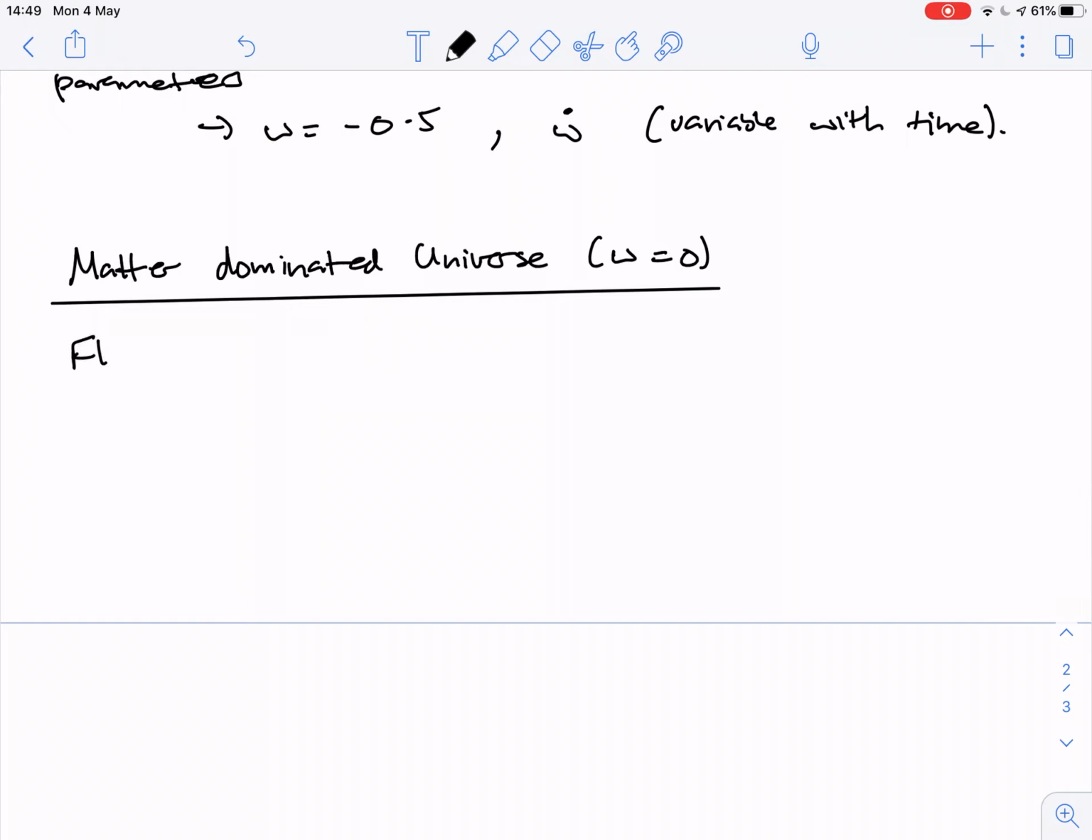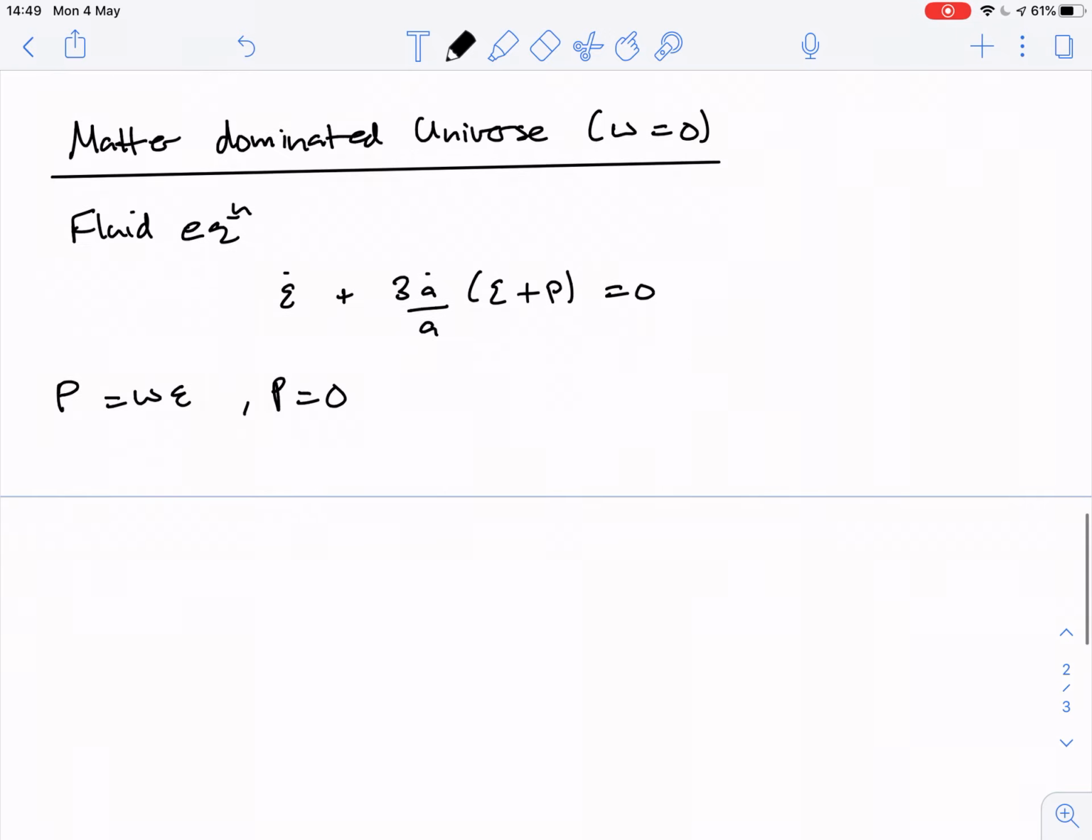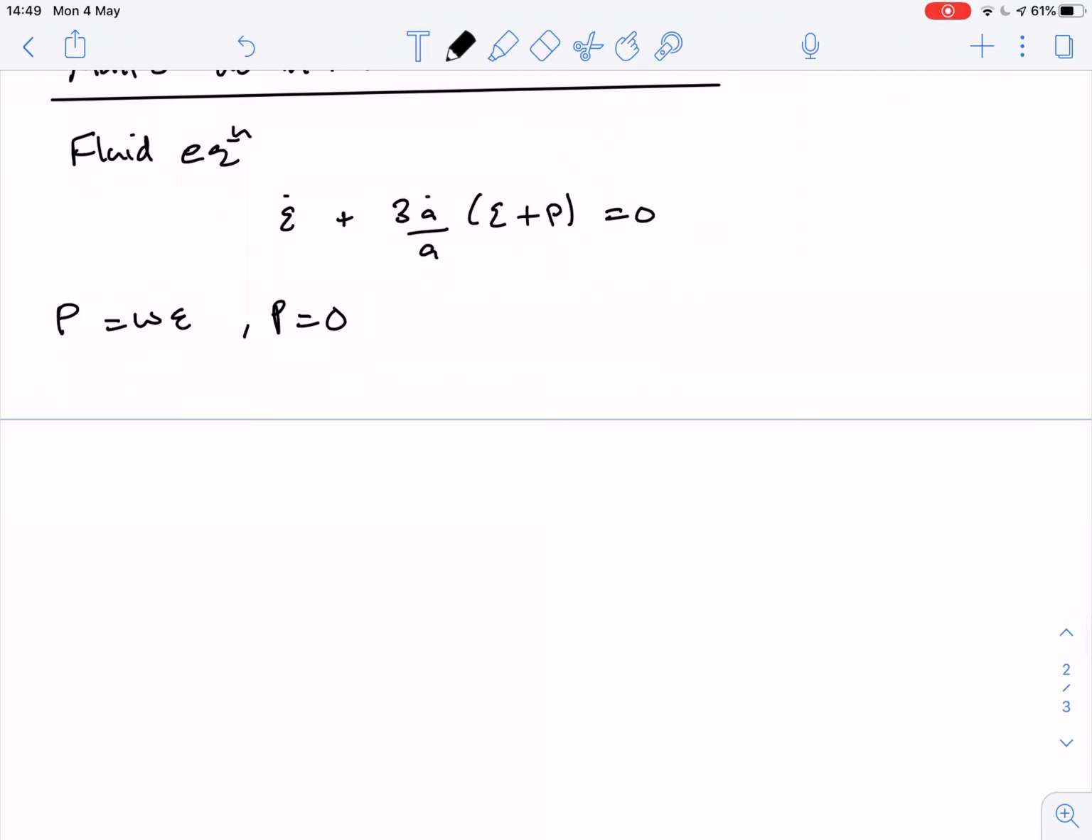The fluid equation, ε dot plus 3 a dot over a times (ε plus P) equals 0. But the equation of state parameter P equals wε, so P in this case is 0. There's no pressure from this non-relativistic matter. So this very simply becomes ε dot plus 3 a dot over a ε equals 0.